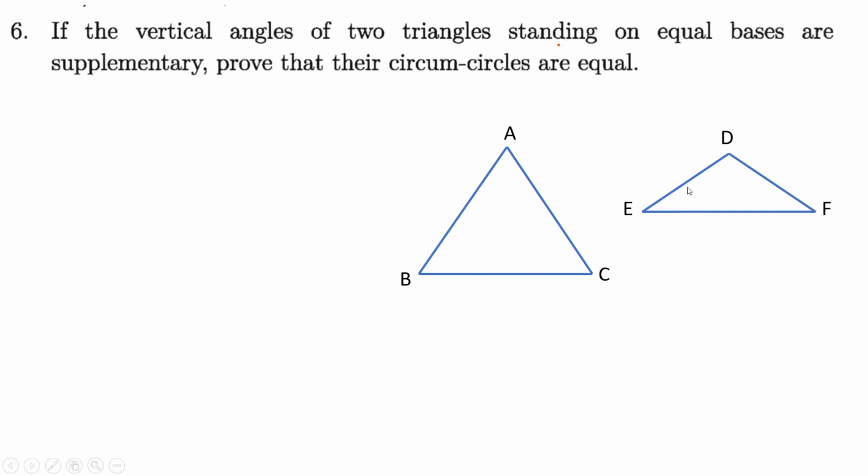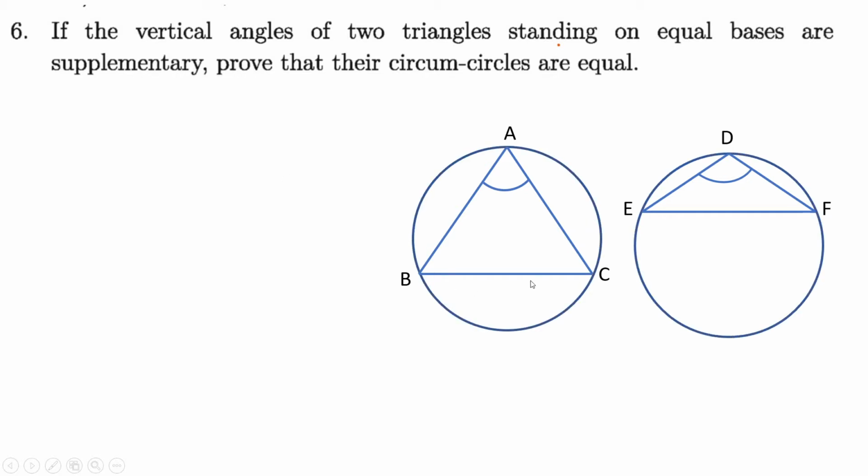Here are the two triangles ABC and DEF with equal bases, BC equal to EF, and vertical angles A and D. We know vertical angles are the angles opposite to the base. Here, if BC is the base, then the vertical angle is its opposite angle. Now it is required to prove that the circumcircles of these two triangles are equal.